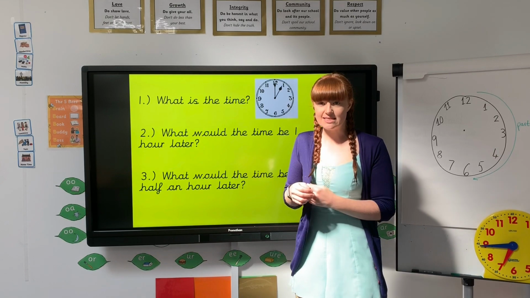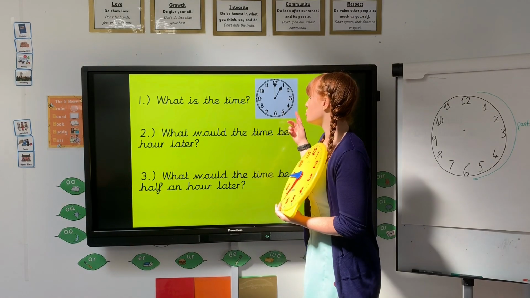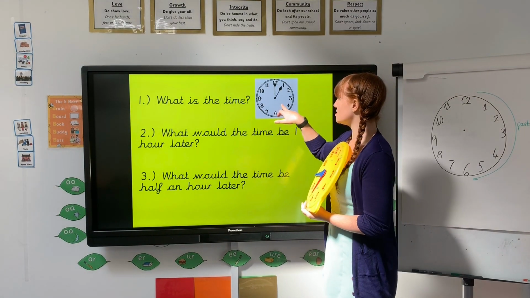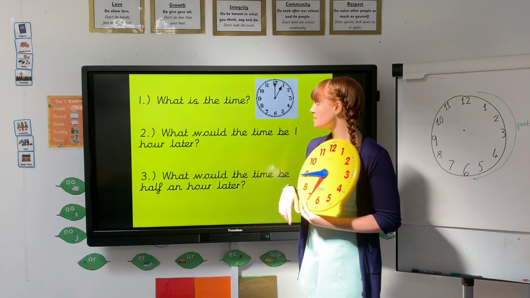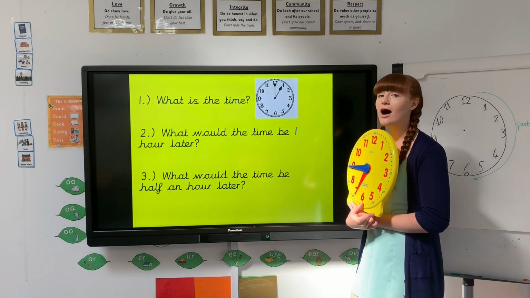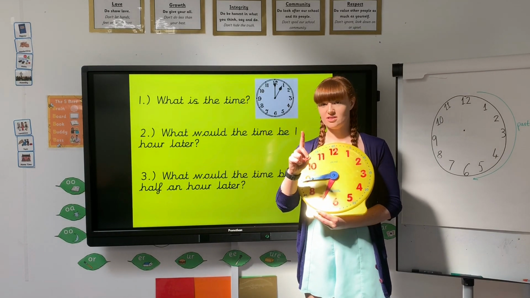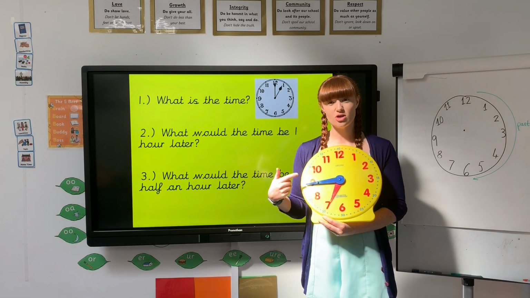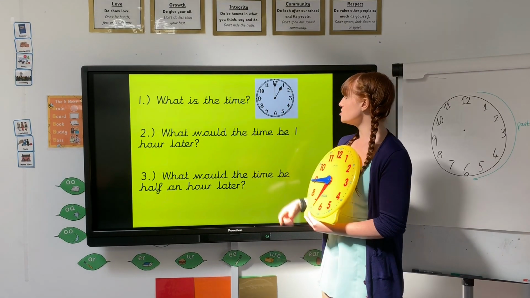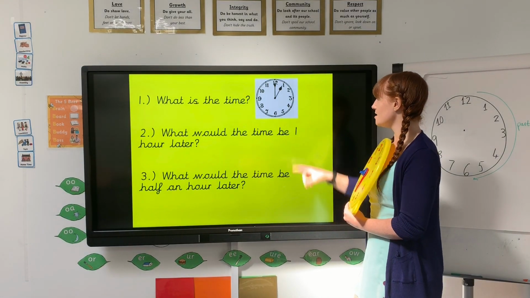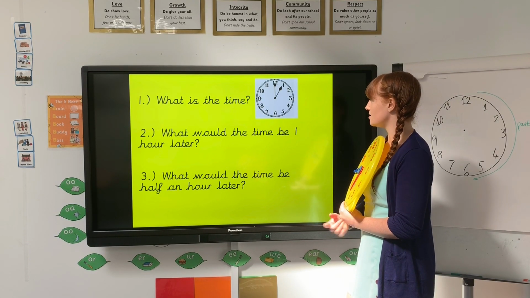So this is just a quick, easy starter. If you've got a clock at home or you've used my template to make your own clock, you can choose which one you'd like to do. So this one says, what is the time? Number 2, what would the time be 1 hour later? And number 3, what would the time be half an hour later? So see whether you can have a little try on your clock, pick one of those questions as a quick, easy starter and see whether you can show it on your clock or quickly write it down. So number 1, what is the time that this clock is showing? Number 2, what would the time be 1 hour later than this time? And number 3, what would the time be half an hour later than this time?